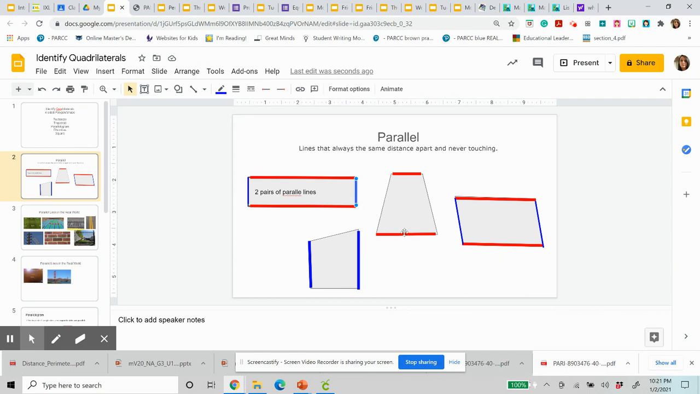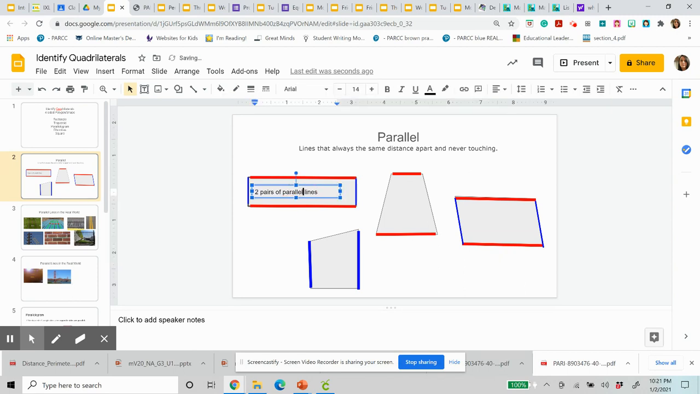This shape, I always think of it as kind of like a triangle with the top cut off, has 1 set or 1 pair of parallel lines. Only 1. Because these 2 lines are not the same distance apart through the whole thing, they're starting to get closer and closer, and if they continued, they would touch and make a triangle. But the red lines are parallel. They're the same distance apart, and if they continued in that direction, they would never ever touch.